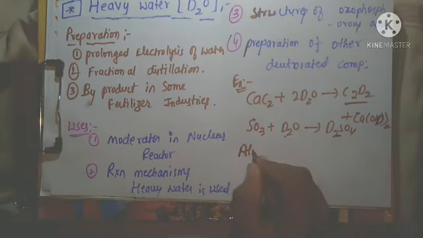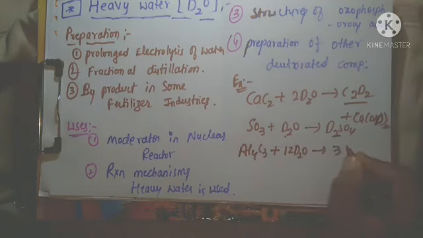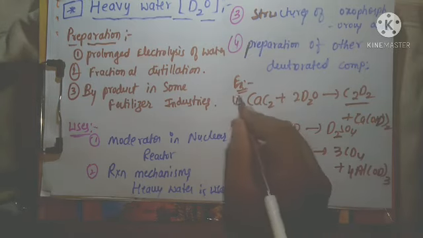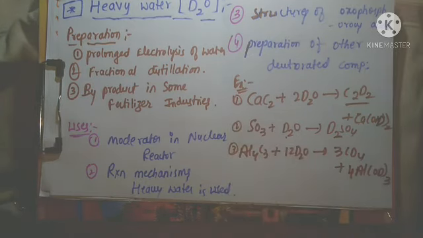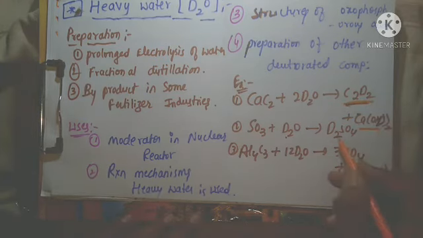Similarly, last one, Al4C3 plus 12D2O gives rise to 3CD4 plus 4Al(OD)3. Al(OH)3 is aluminium hydroxide, correct, but here it is deuterated aluminium hydroxide. In this way, we prepared other deuterated compounds. This one is another deuterated compound, this one is another deuterated compound, this one is also.